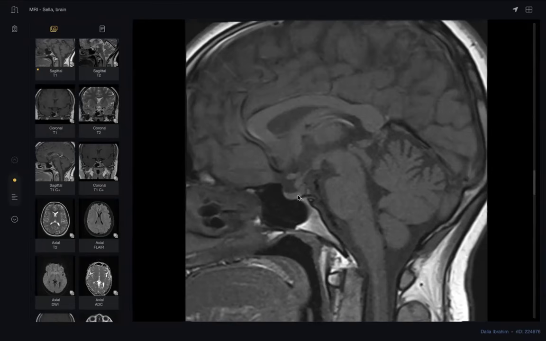So, lymphocytic hypophysitis, granulomatous hypophysitis, like this. I think also Tolosa-Hunt may be added.